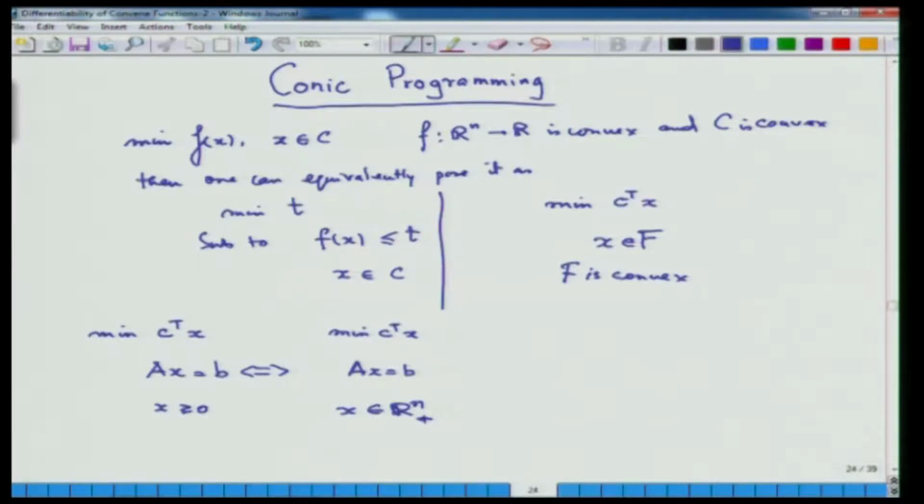Now, how can I generalize this idea? One of the direct generalizations that can come is to write this problem as follows. Because Rn plus is a cone, and a polyhedral cone, I can take K to be any closed convex cone which need not be polyhedral.